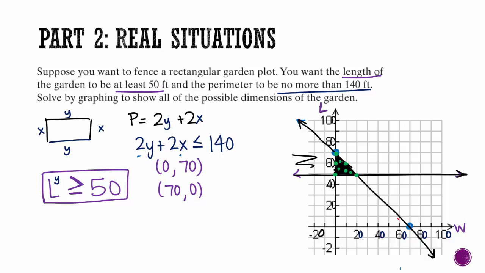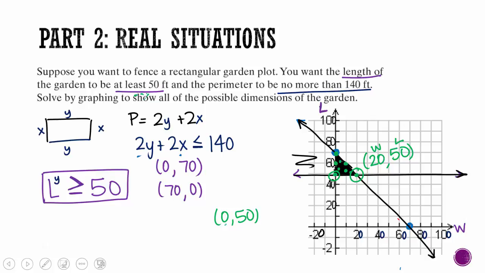Now if you're asked for a specific solution, you can give one, like (0, 40) is this point right here, or (0, 50). But then stop and think about that. Does that make sense? Can you have either your length or your width, it doesn't matter which one, a value of 0? Doesn't make sense. So we want to take a look at one that's somewhere in between here. Like this would be a good one, (20, 50). That means if I have a width of 20 and a length of 50, I would have at least 50 feet for my length, and my perimeter would be no more than 140 feet.